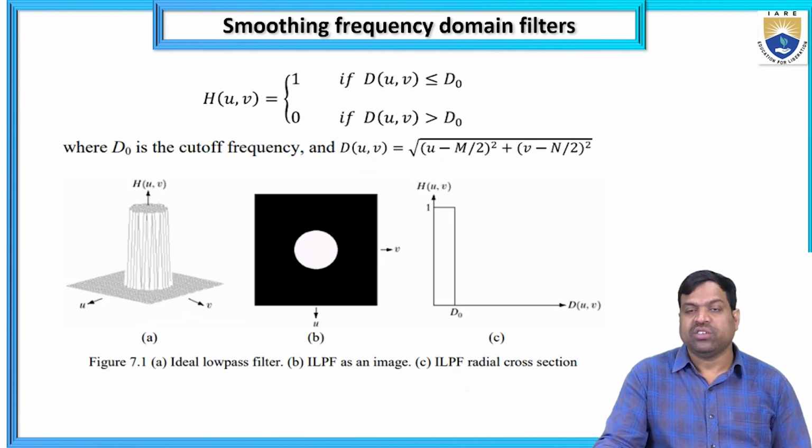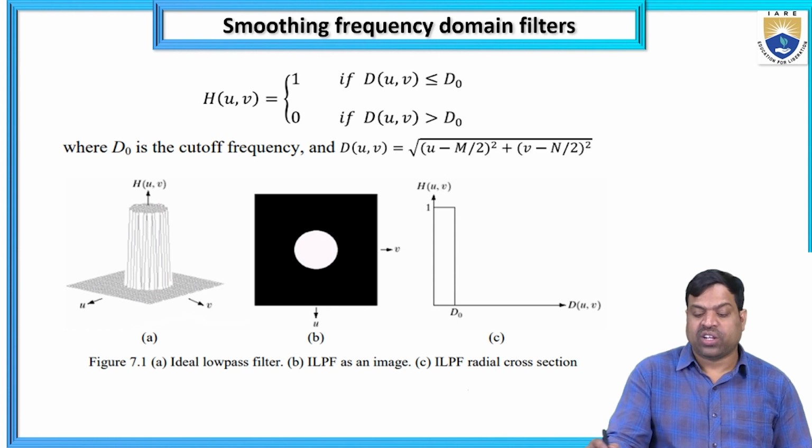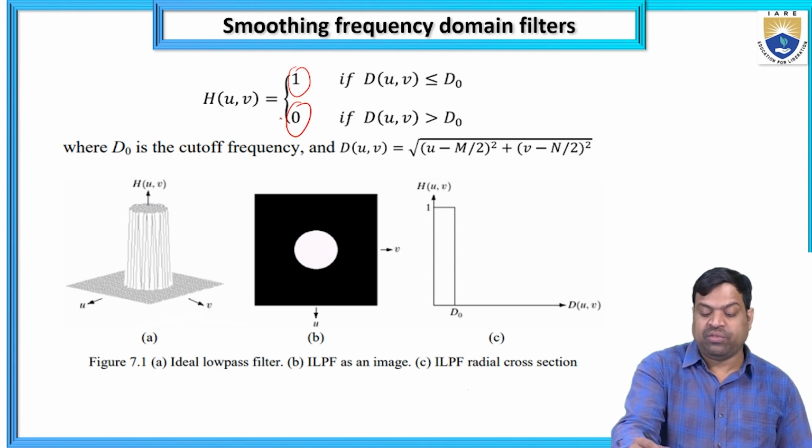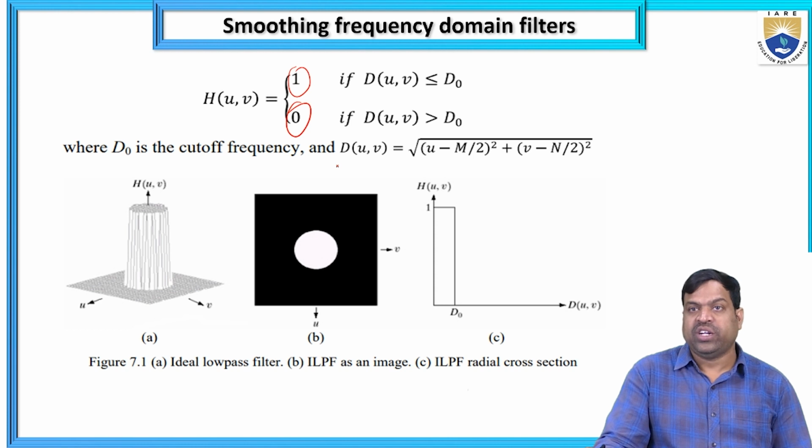Here I am taking one equation, capital H of u comma v. What are the conditions? If it is 1, what is happening? If it is 0, what is happening? It is 1 if capital D of u comma v, the distance in the Fourier transform, is less than or equal to d naught. It is 0 if capital D of u comma v is greater than d naught. So d naught is the cutoff frequency.